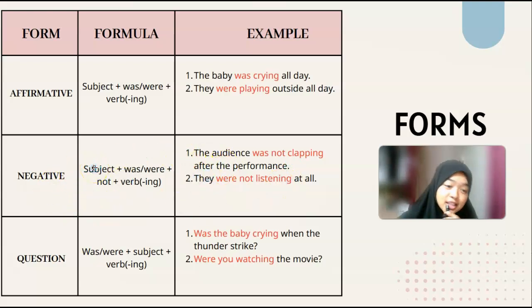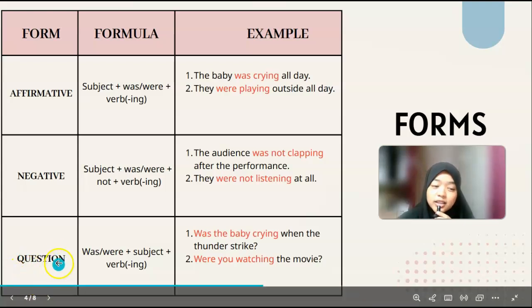Okay, let's look at the third structure, or the third form, of past continuous tense, which is the question form. Okay, so for question form, you have to have "was" or "were", the verb to be, at the front, plus subject, plus verb, plus -ing. For example, was the baby crying when the thunder strike? Was the baby crying when the thunder strike?